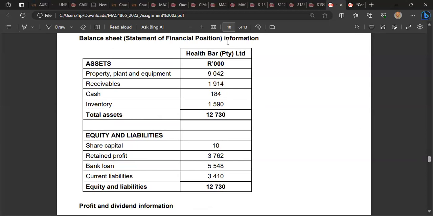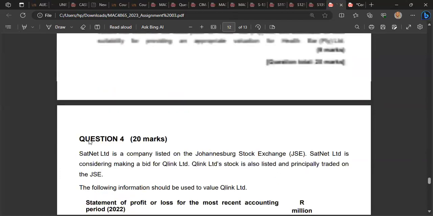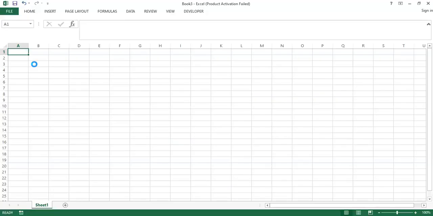All right, so let me introduce it there on Excel. This typing takes a lot of time. So we're on question number 3, let's say 3A. I want to copy this and paste it that side. We say it is 3.1A. So we're using the net asset method there.